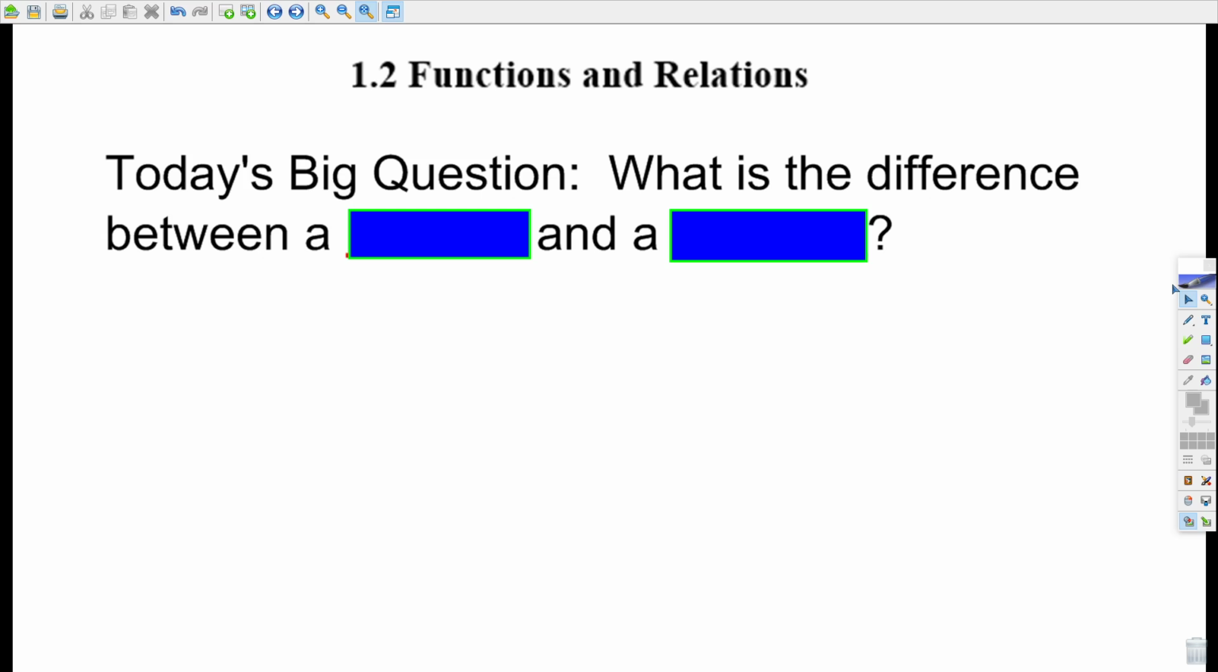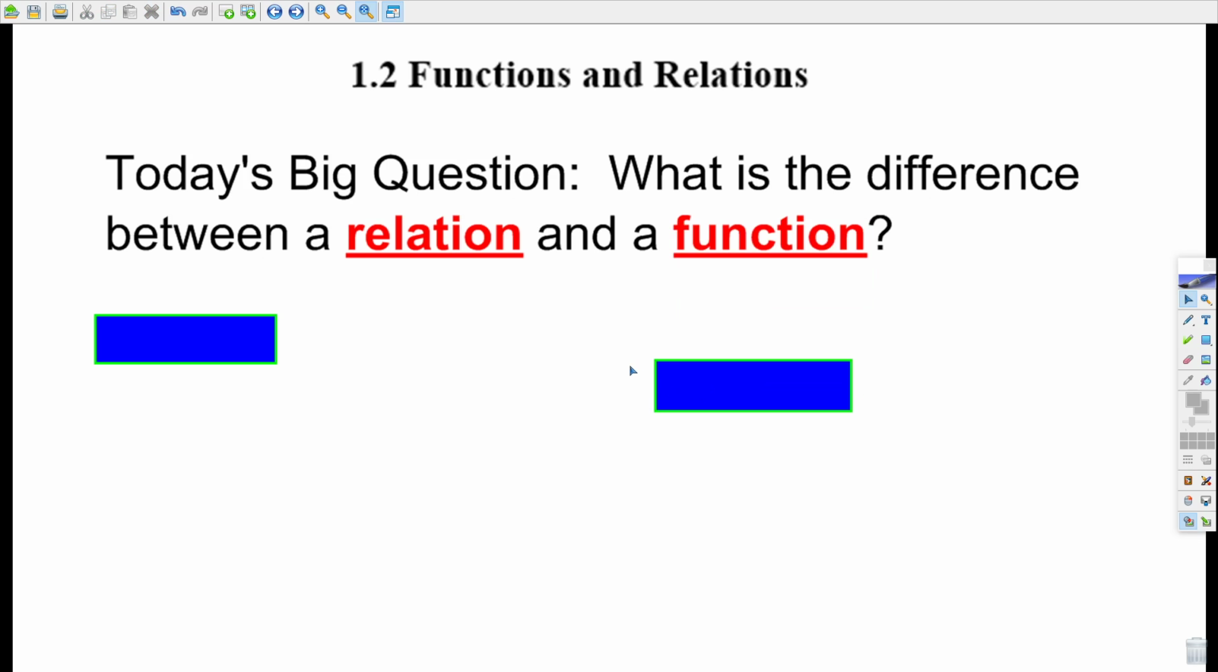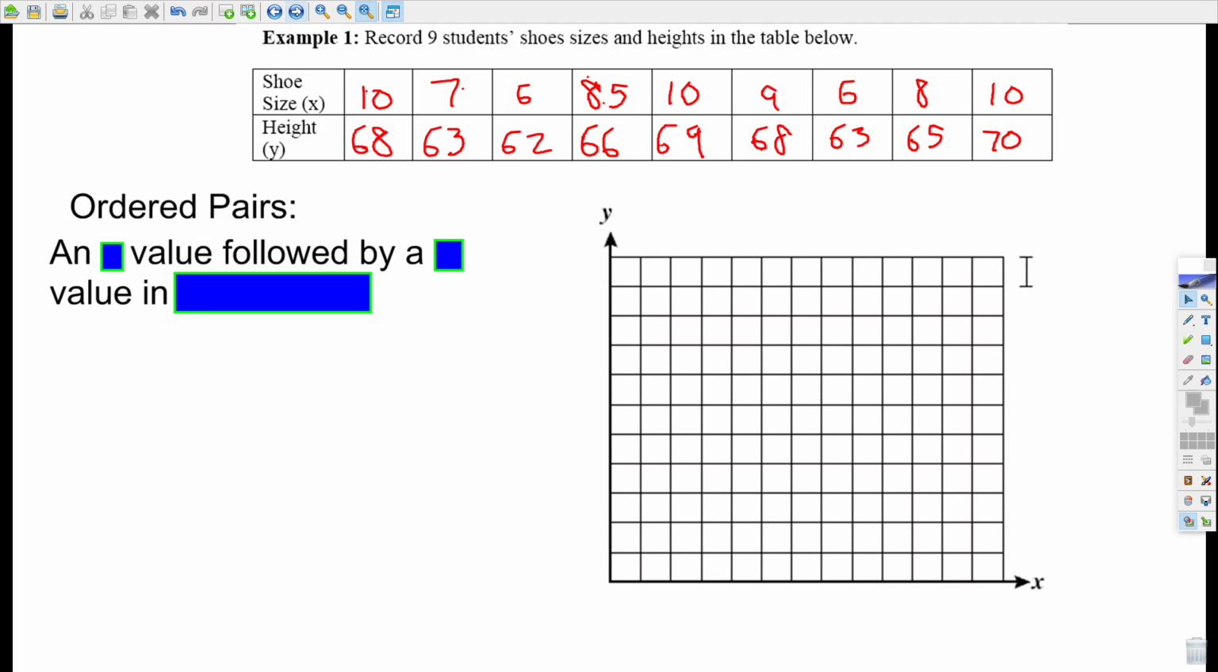Okay, 1.2, we're going to talk about what the difference is between a relation and a function. You've probably heard those words before, and hopefully you've actually used this before, but it's the difference between a relation and a function. For our first example, I usually get 9 students, and I'll do the shoe sizes, get your shoe size and your height. But for right now, I got some sample data. Most of the students here are within about 10 inches, from like 60 to 70 or so in height, and then their shoe size goes from anywhere between like 6 to 10.